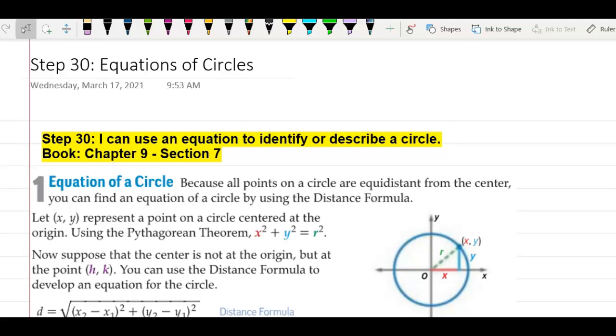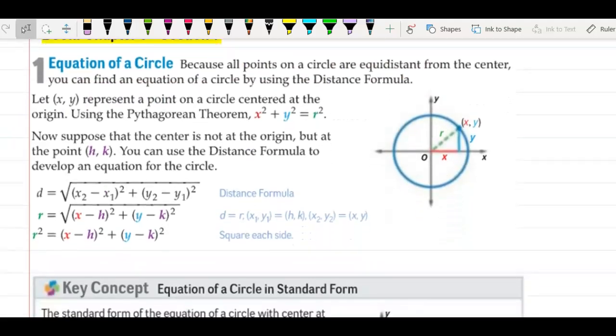Welcome to step 30, all about equations of circles. So step 30 says I can use an equation to identify or describe a circle. This is in our book, chapter 9, section 7. We're actually only going to do the first two examples. The book gets a little complicated, more in depth than we really want for this section.